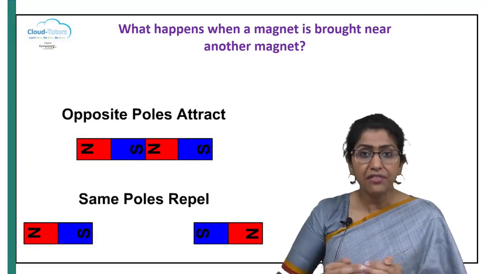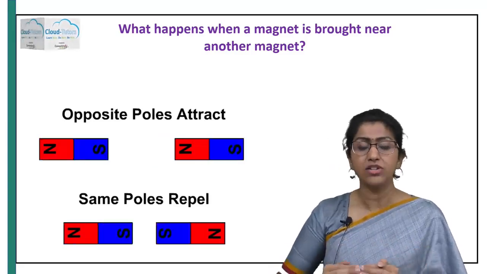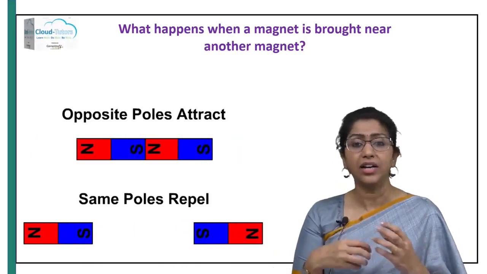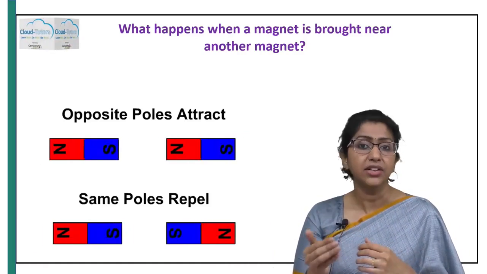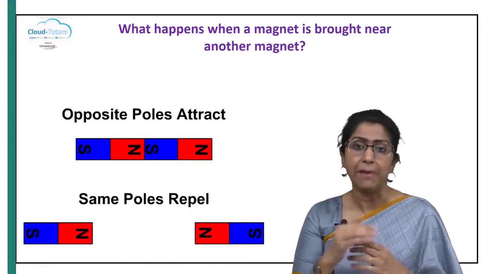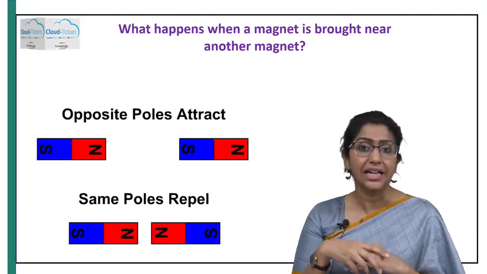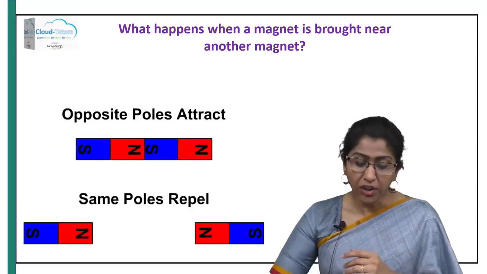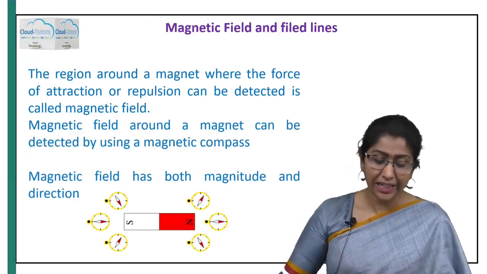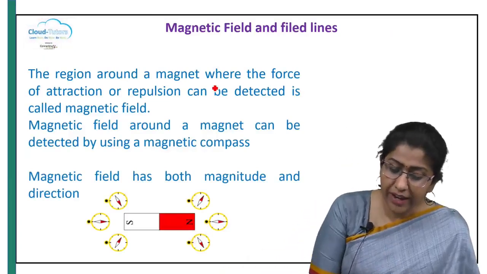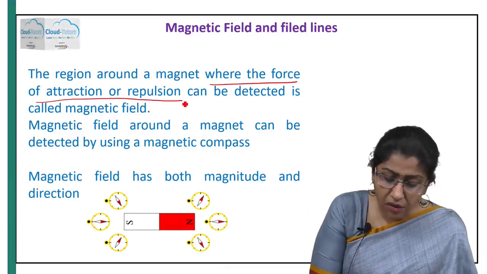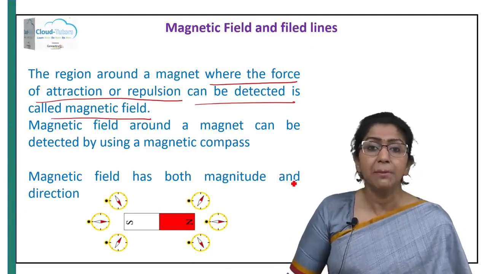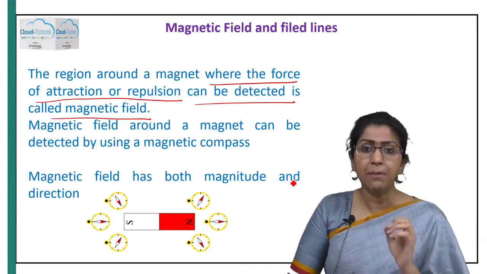So this field of attraction or repulsion, where the magnet can exert magnetic force on other magnetic substances or another magnet, is called the magnetic field of that particular magnet. Alright, so what do we mean by magnetic field? The region around a magnet where the force of attraction or repulsion can be detected is called the magnetic field of that given magnet.